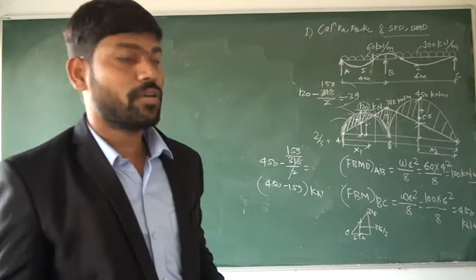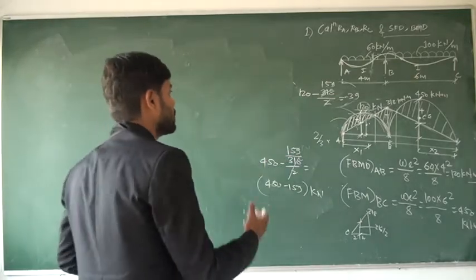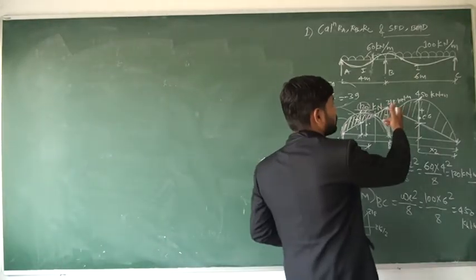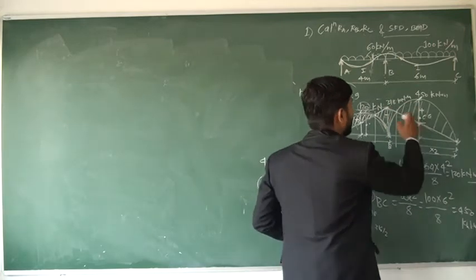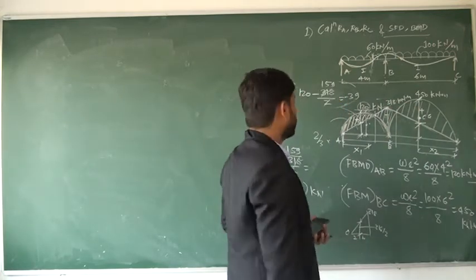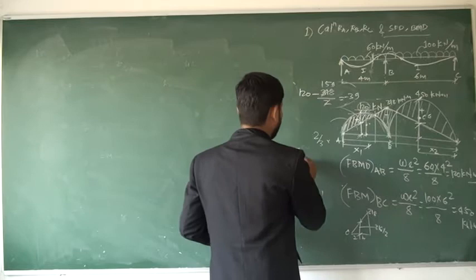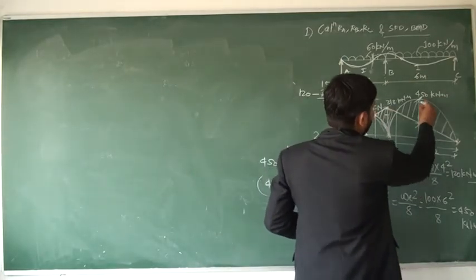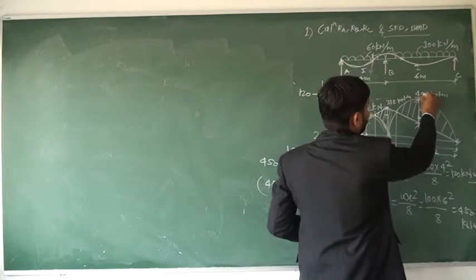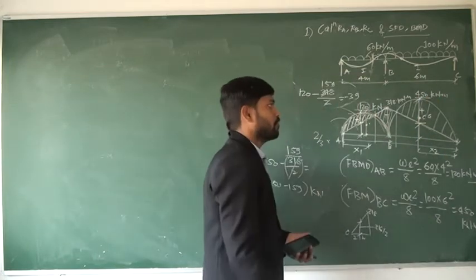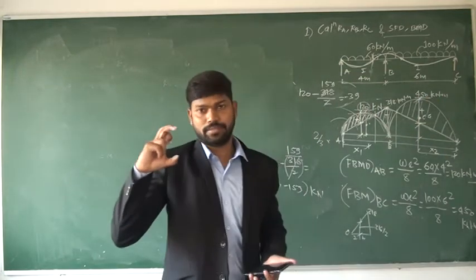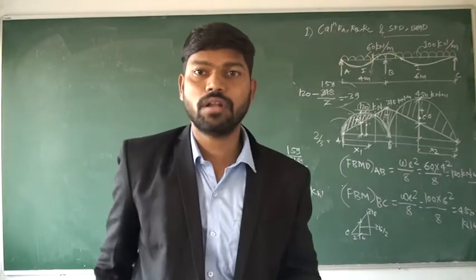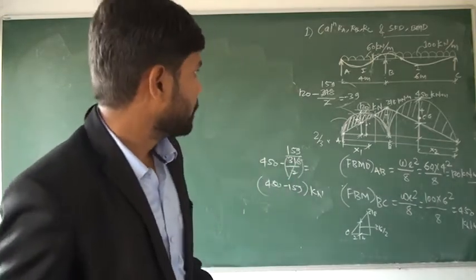Suppose there is a multiple choice question: what is the net bending moment at the center? It is not 450 or 318. It is 450 minus 318 divided by 2. So what does 318 by 2 represent? 318 by 2 means a negative bending moment at the center, and this 450 is positive bending moment at the center. So 450 minus 318 divided by 2 will be the net bending moment, the actual bending moment at that particular location.